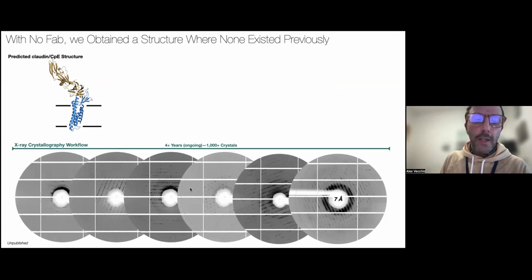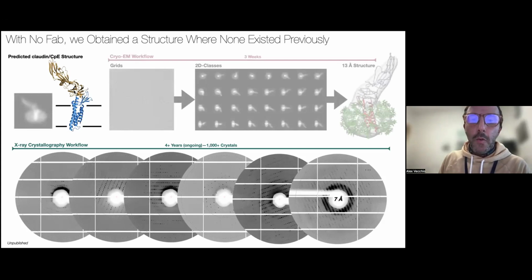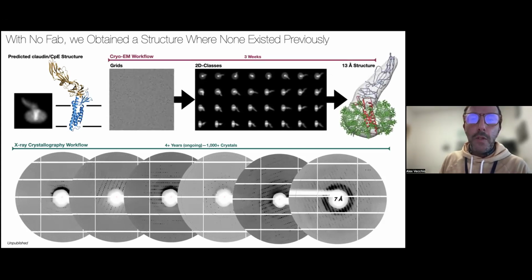But no matter what we did, no matter how many crystals we screened or what sort of tips and tricks we did, we kind of plateaued at 7 angstroms. And we couldn't phase that data. Therefore, we couldn't generate maps from the 7 angstrom complex. So all we had was this predicted Claudin CPE structure prediction, which is based on our structure with the C-terminal domain, okay?